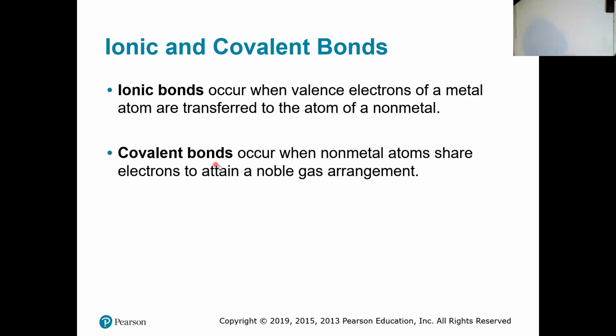Nonmetals do not want to give away their electrons. And so when they come together to form compounds, instead they're going to share electrons in order to get that octet that they're looking for, which we can also refer to as a noble gas arrangement, meaning that they'll have the same valence number of electrons as a noble gas would.